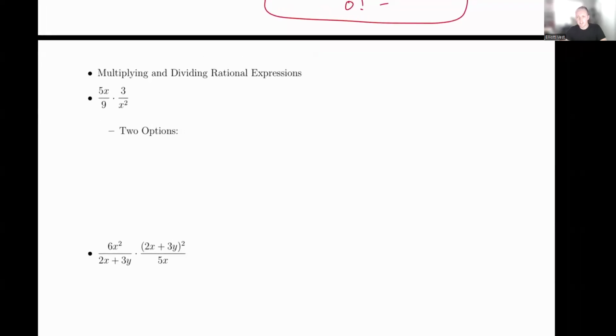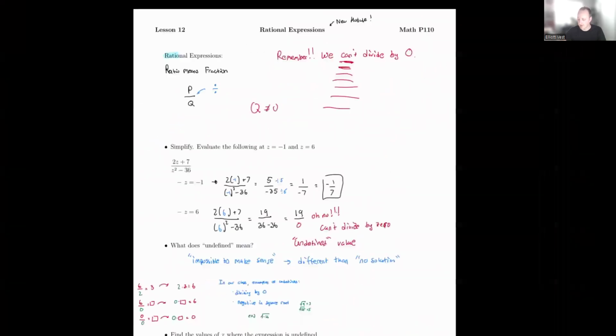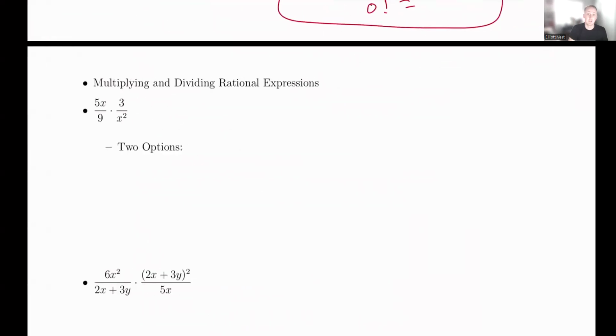All right, continuing on with lesson 12, which is starting with rational expressions. Well, what happens if you need to multiply or divide rational expressions? We have these two fractions, we're multiplying them together. Now, in general, when you're multiplying fractions, the idea is just to multiply across. And in general, there's two options when you're wanting to multiply across.